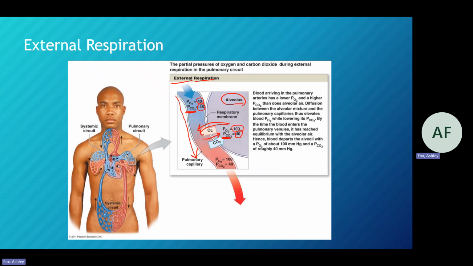And look what happens. They're going to do that until equilibrium is reached. So then the numbers are going to be the same. You look over here, 100, 100, 40, 40. So they're going to move until they're equal numbers. And then we're going to go to the pulmonary veins, back to the heart, and go to systemic circulation, which is going to determine internal respiration, which we'll talk about next.